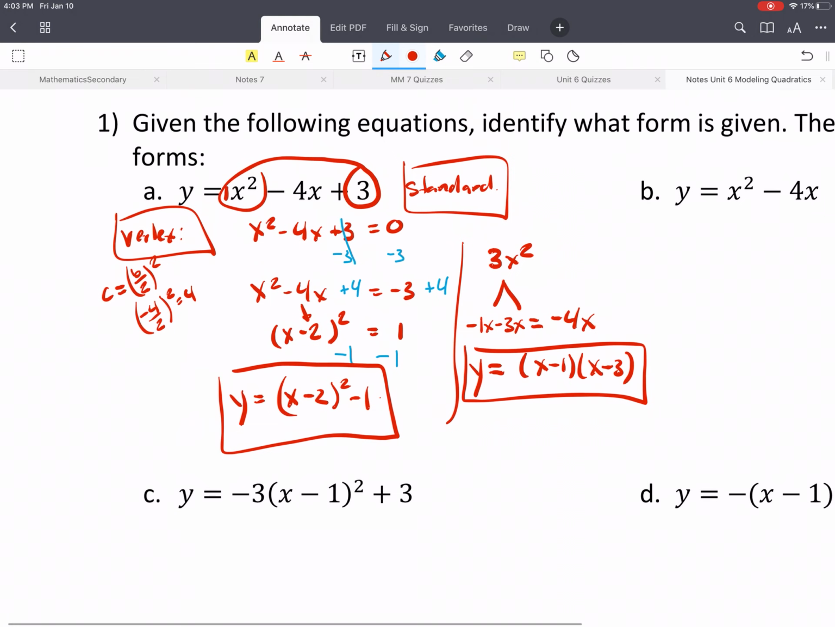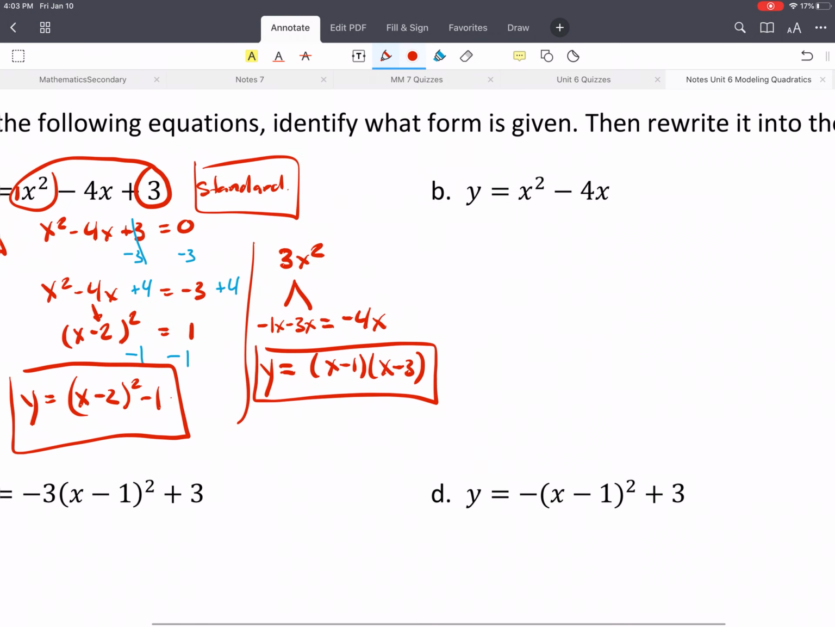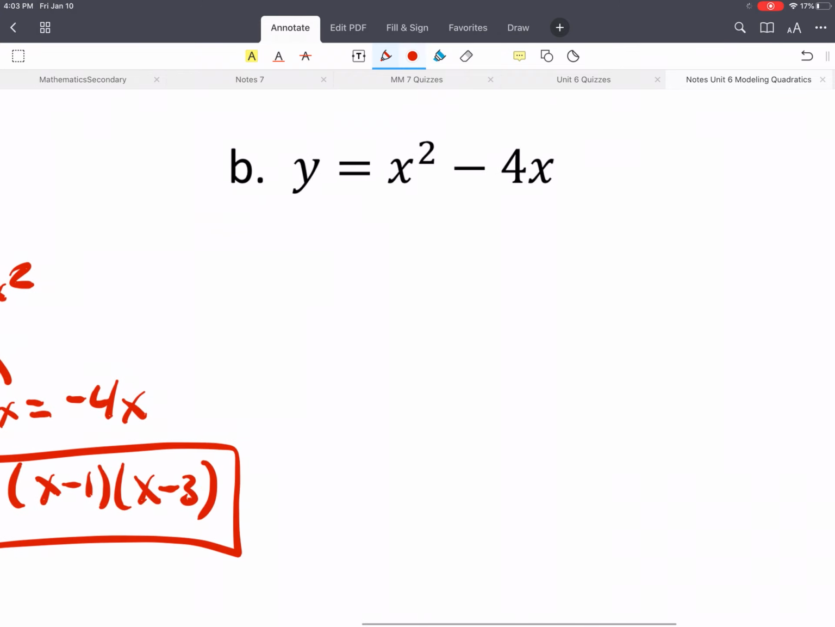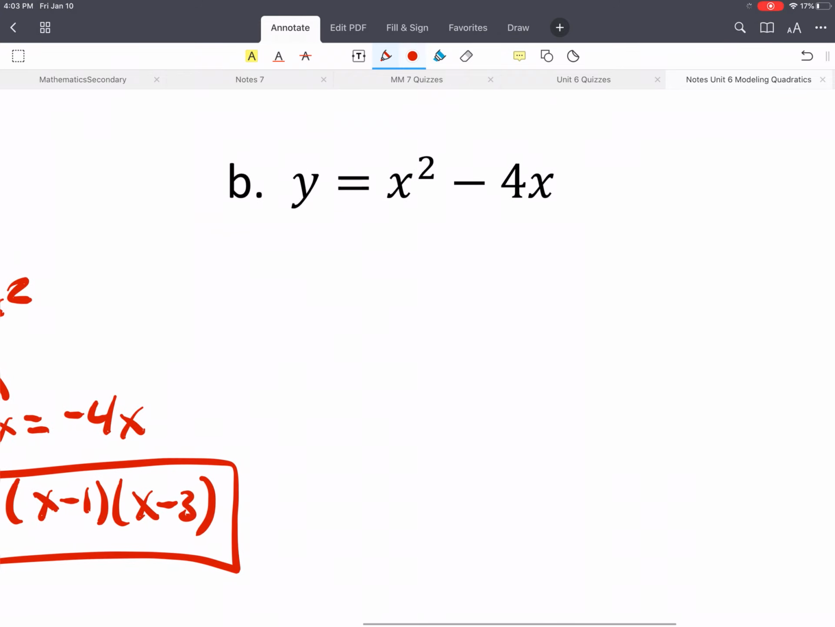All right, so that's switching from standard to the other two forms. Let's do an example like B, where we don't have a constant. So this is standard. If we want to have it in intercept form, we need to follow the same steps that we've done in the past. So the first thing is to make sure it's in standard form, which it is. Highest exponents down to the smallest, and then the constants last.